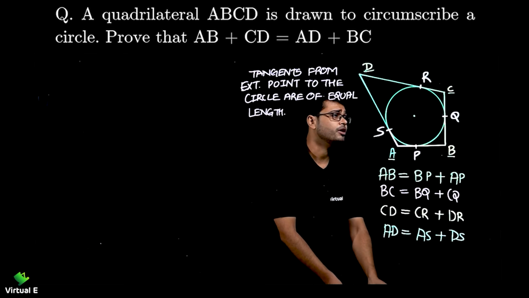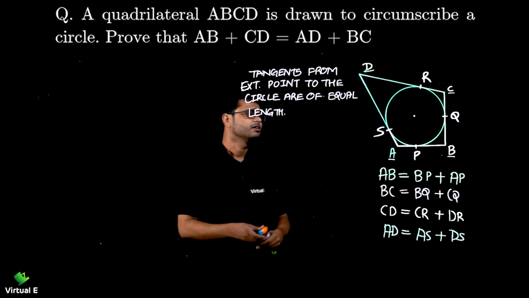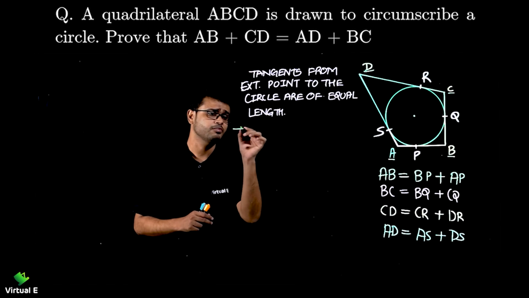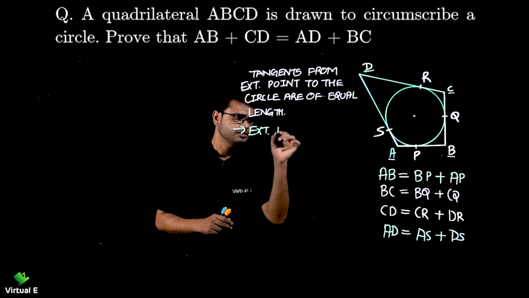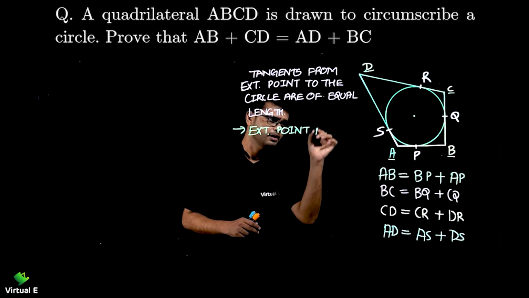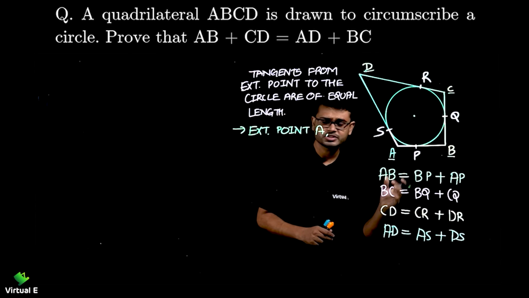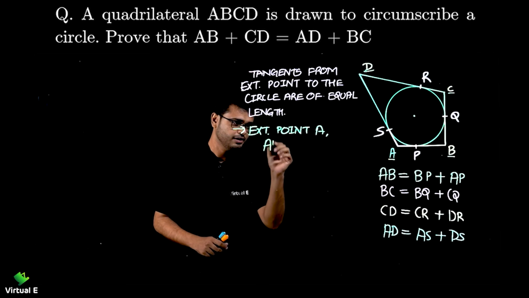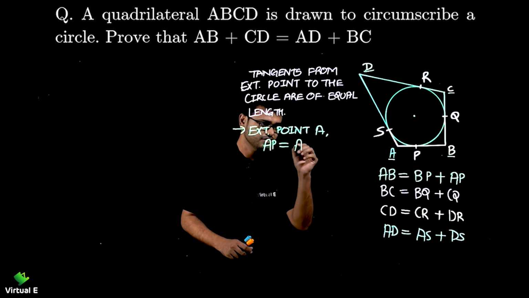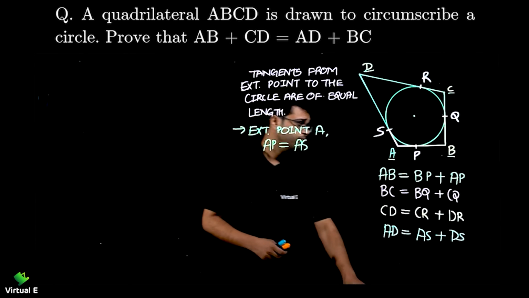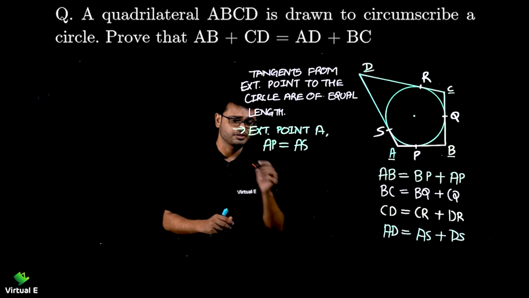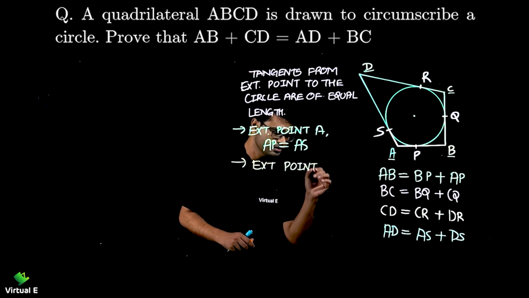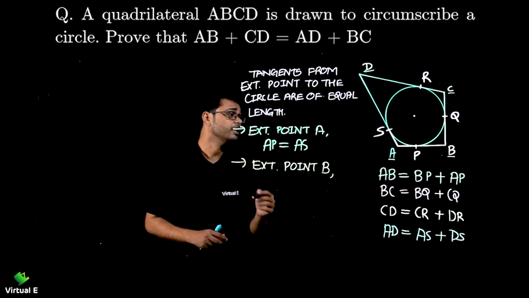Now let's talk about the 4 points. Which are the 4 external points? We have 4 external points A, B, C, D. So let's start with external point A. From A there are 2 tangents coming out, which are AP and AS. So AP is equal to AS. Done for the first external point. Let's talk about the second external point, B.